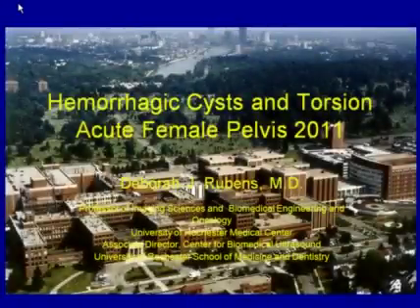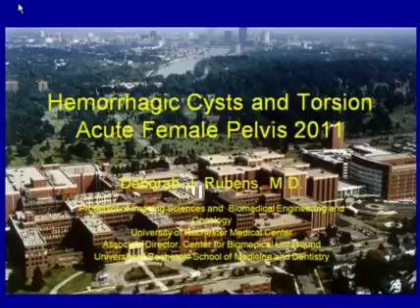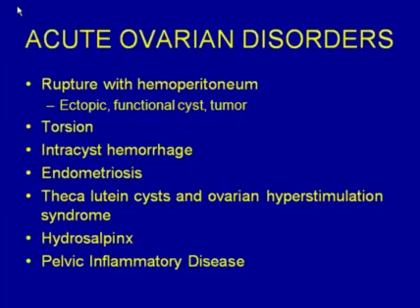Welcome. I thought this would be an update for people on hemorrhagic cysts and torsion. And our goals today are to certainly think about acute ovarian disorders. Obviously, I'm starting from the top. The most urgent is rupture with hemoperitoneum. And mostly today we're going to be talking about the next two, which is torsion and hemorrhage.